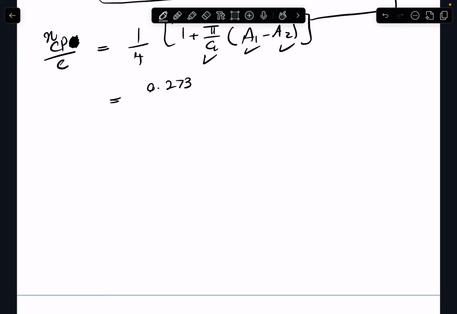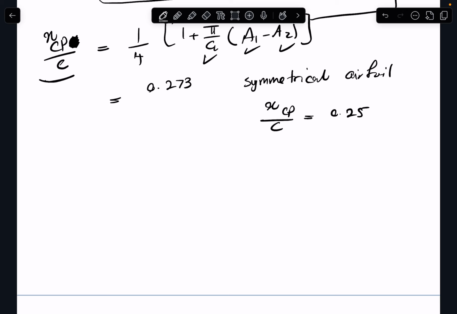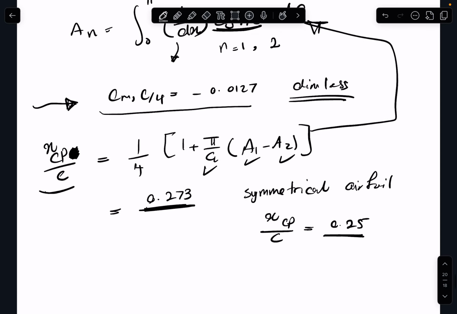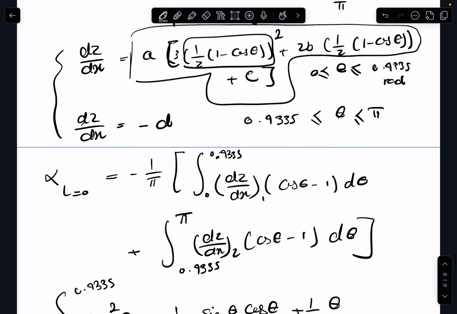Compare this to the value we have for the location of center of pressure for a symmetrical airfoil. For a symmetrical airfoil, we proved that x of cp over c is at the quarter chord, so it is equal to 0.25. You see, for a cambered airfoil, this value moves a little bit. It is not at the quarter chord anymore. This is for the first example.